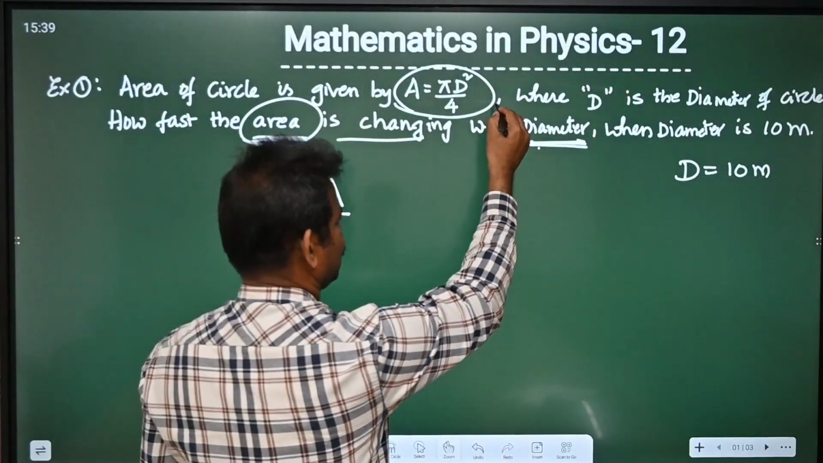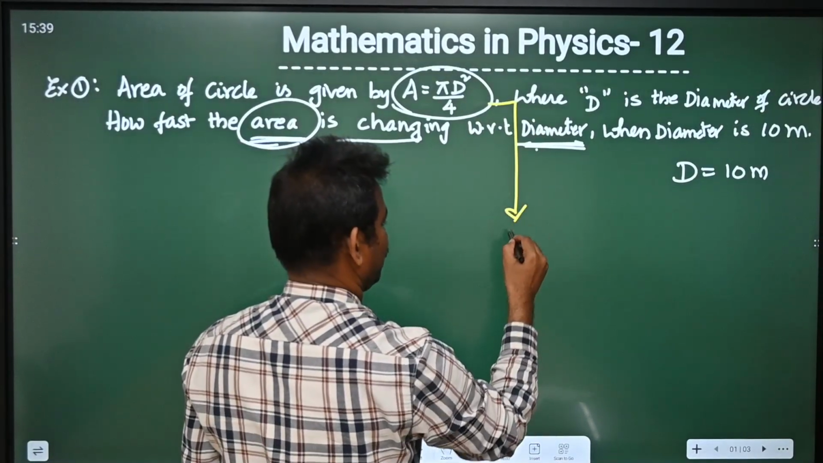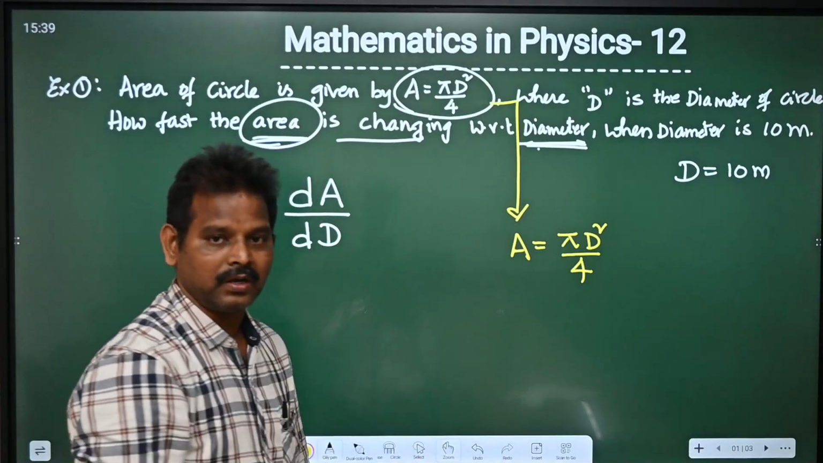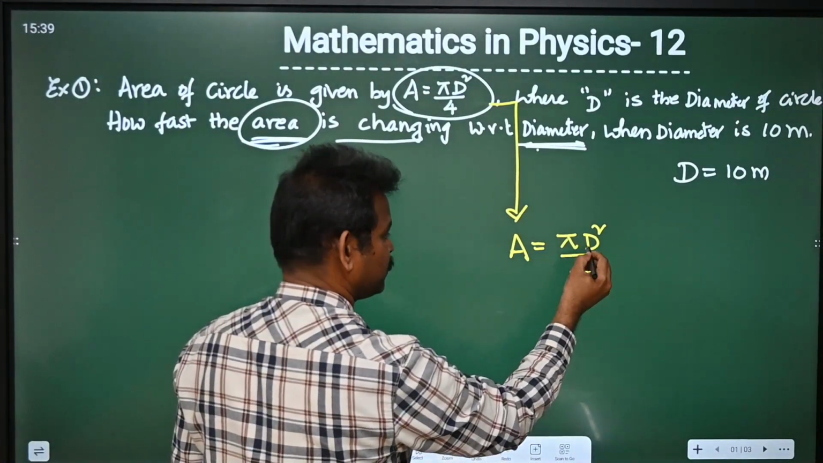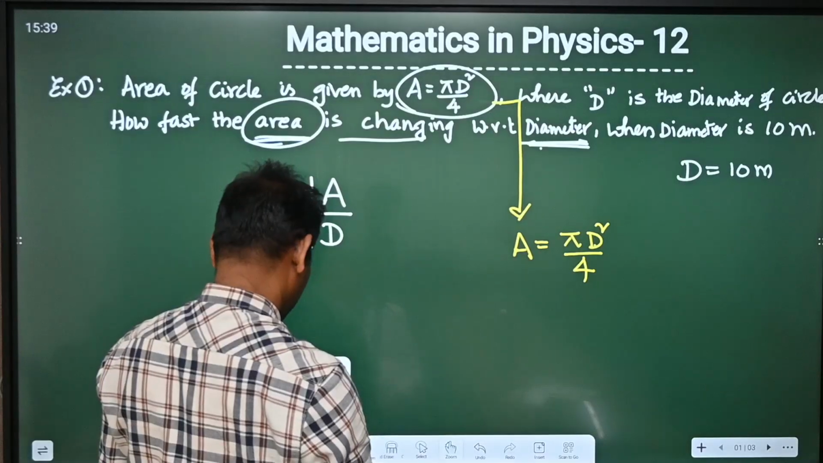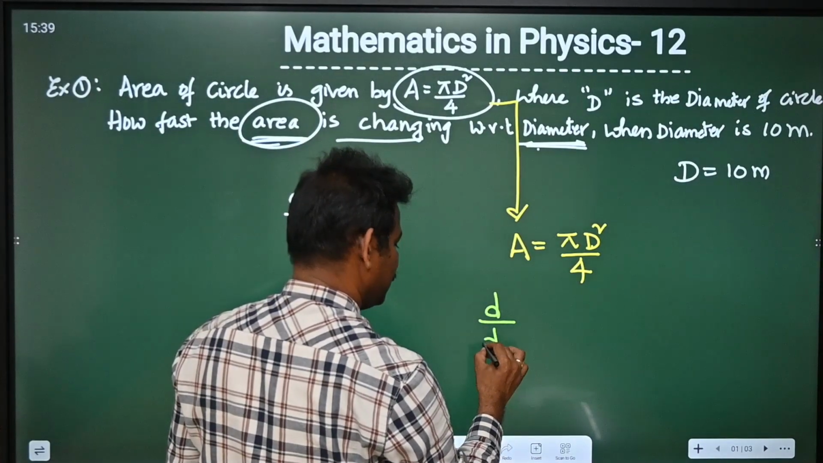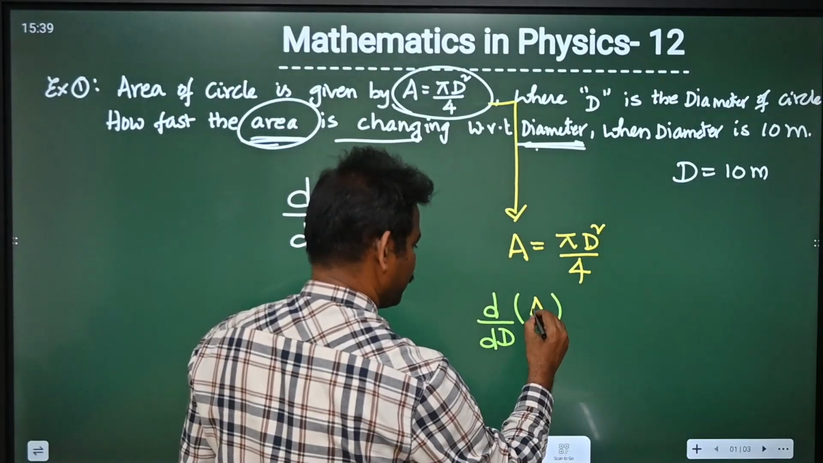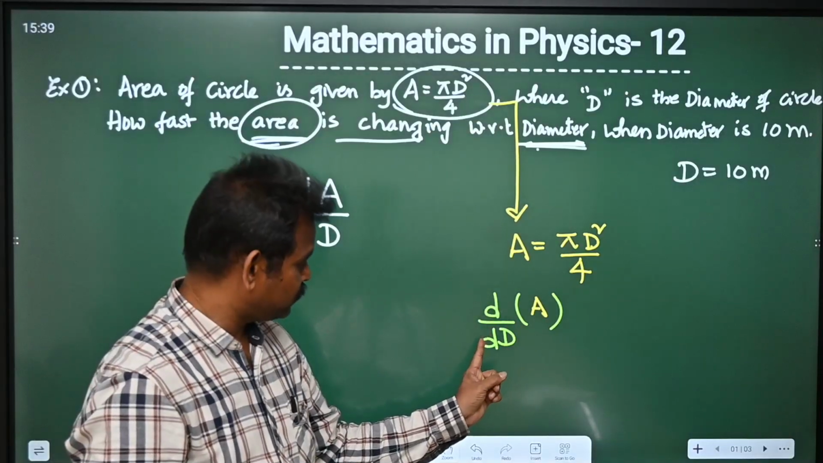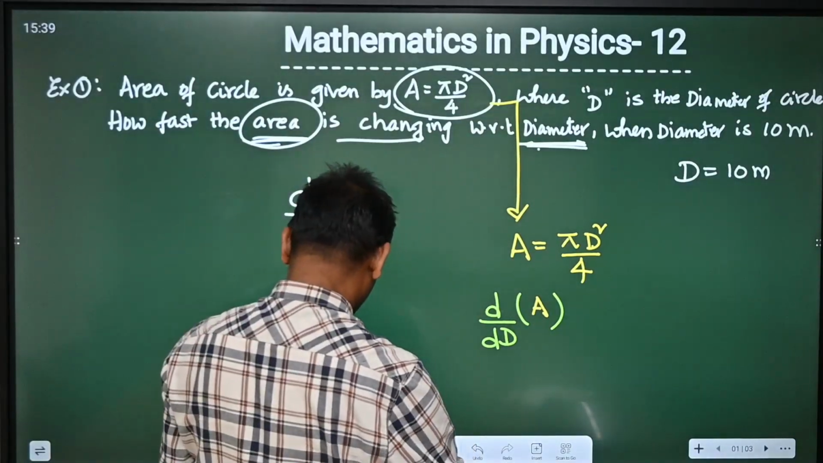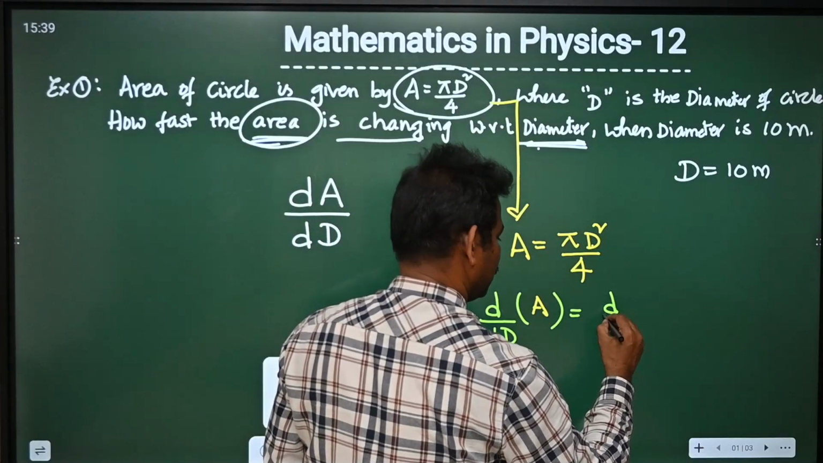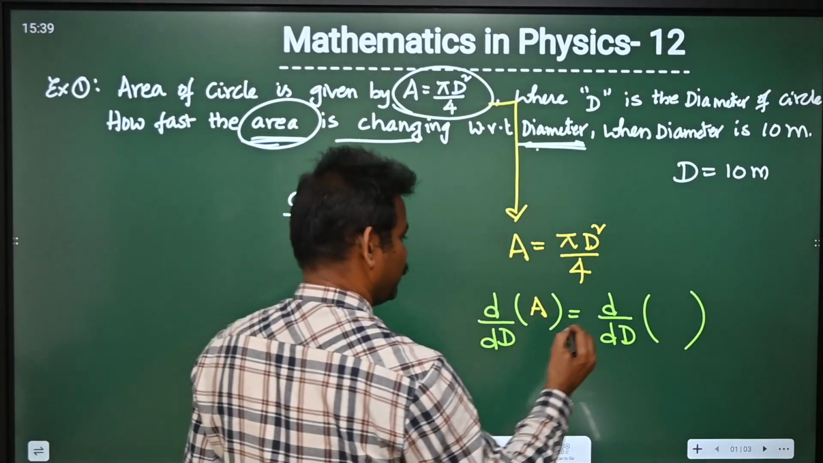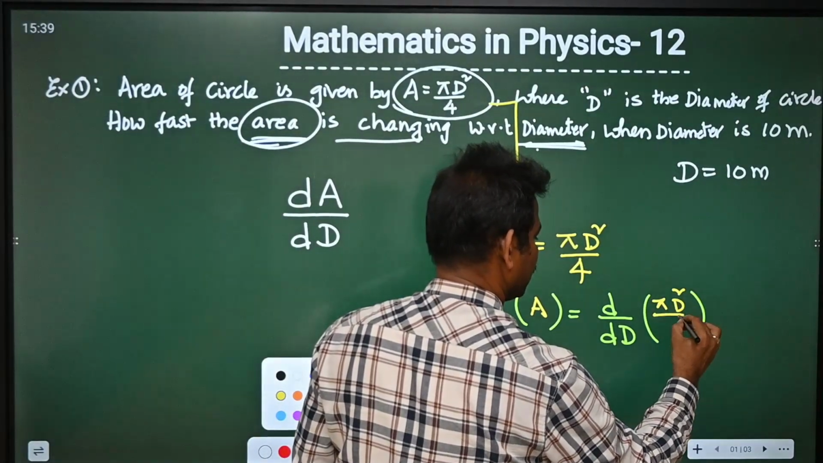First of all, students, the given relation between area and diameter of a circle is A is equal to pi d square by 4. So we are differentiating A with respect to d. What I am going to write here is d by dd of A. That means I am differentiating A with respect to diameter. On the right side also I am going to write d by dd of pi d square by 4.